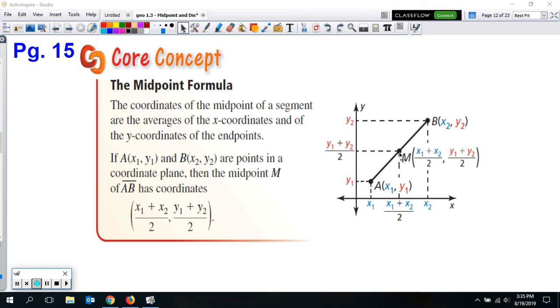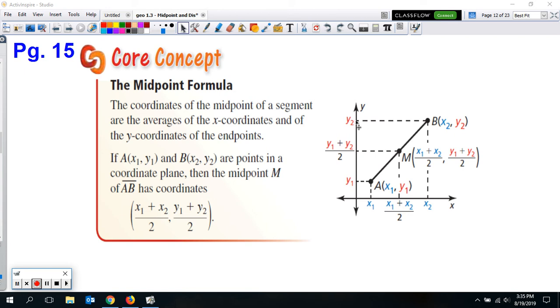That's going to give me the y coordinate for point M. Okay, so you can kind of see how that's working out. For x1, here's where x1 is, and x2 is over here. M is right there in the middle, which would be adding those together and dividing by 2. Same thing up on the y.